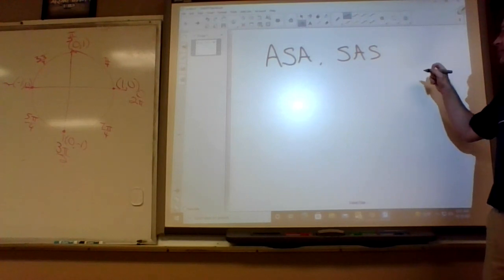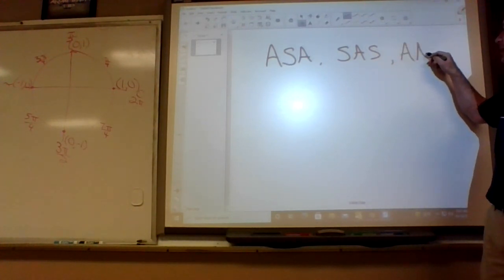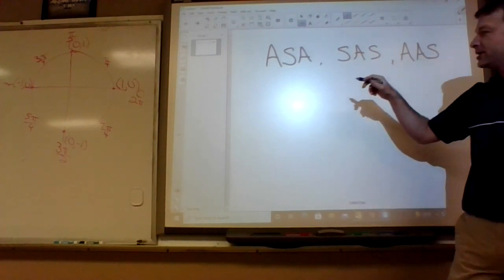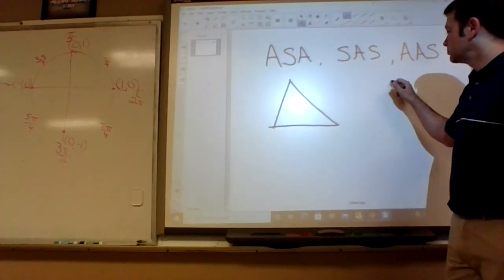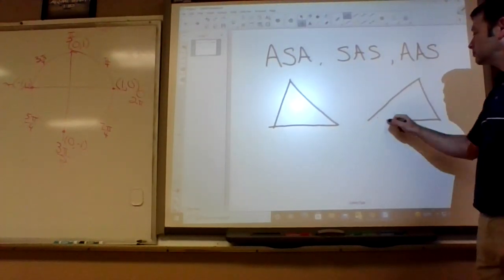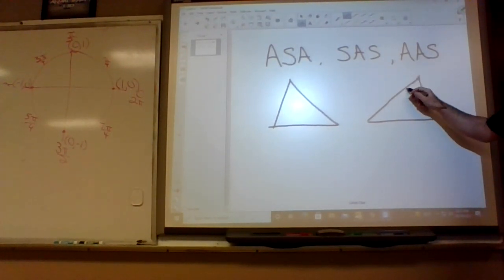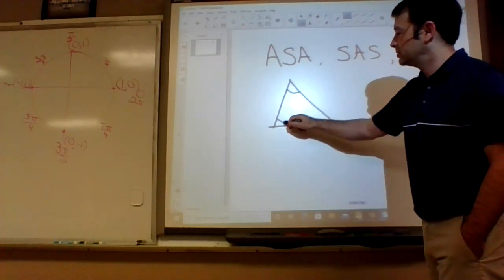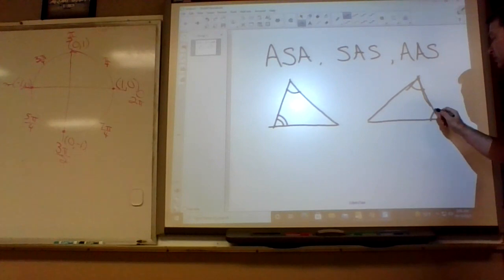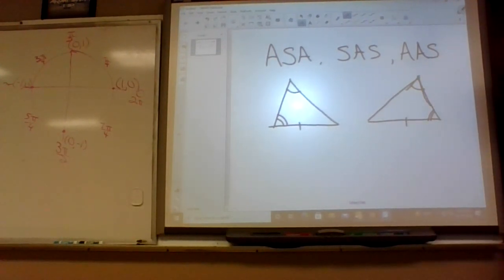So I kind of mentioned this one yesterday, might have been on accident, but the one we're learning today is called angle, angle, side. What do you think that might be? Yeah, so if you have an angle, and a side that's not between those two angles, those triangles have to be congruent also.